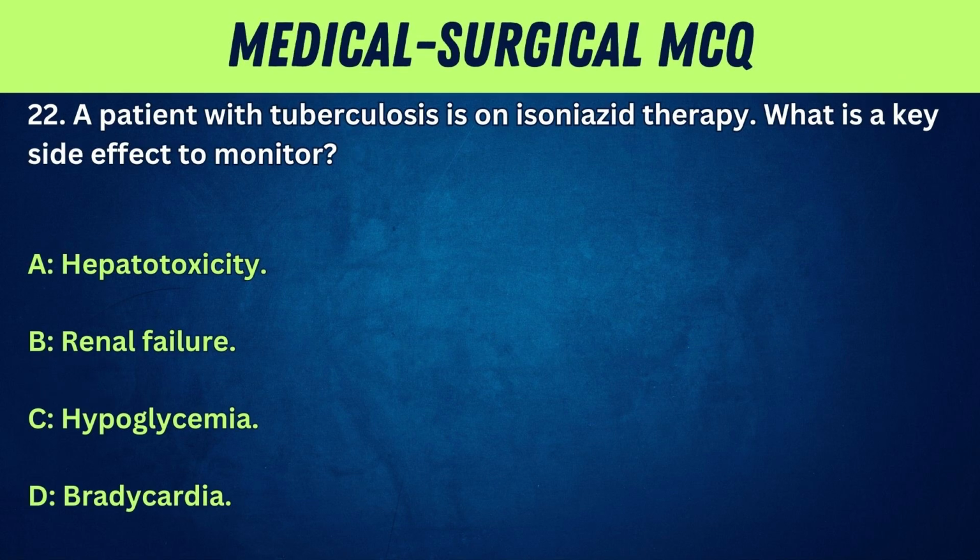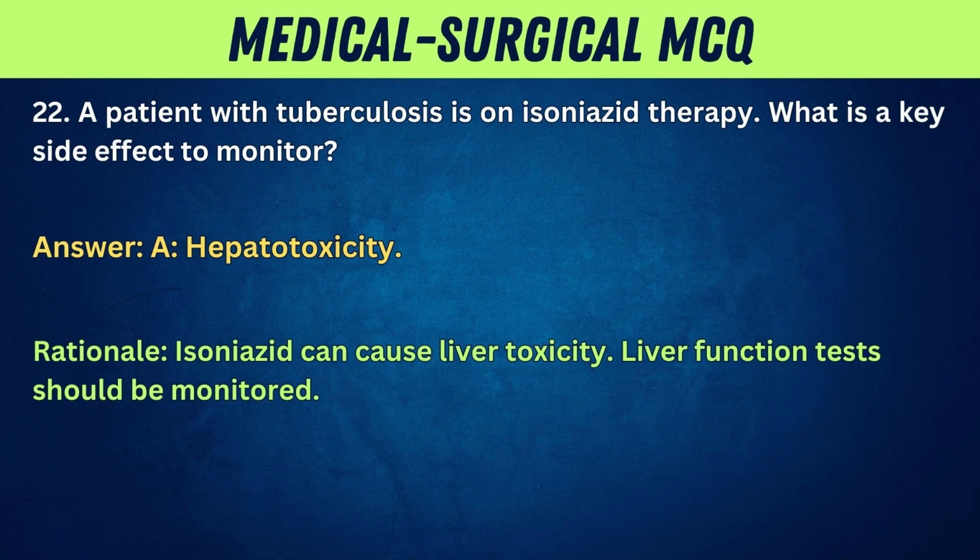22. A patient with tuberculosis is on isoniazid therapy. What is a key side effect to monitor? A. Hepatotoxicity. B. Renal failure. C. Hypoglycemia. D. Bradycardia. Answer: A. Hepatotoxicity. Rationale: isoniazid can cause liver toxicity. Liver function tests should be monitored.